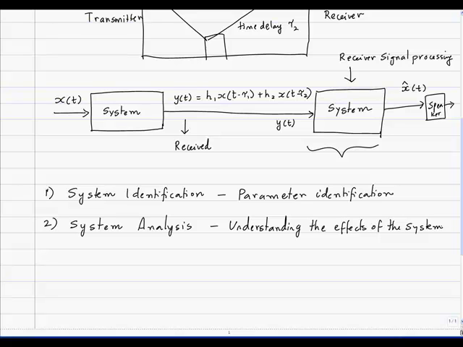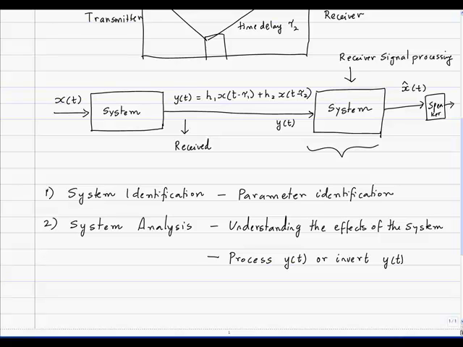Sometimes this can be used to invert, or I should say ultimately the goal is to get x of t back from y of t, right? So this may be used to further process y of t or invert. When I say invert, I mean the process of getting x of t back from y of t.